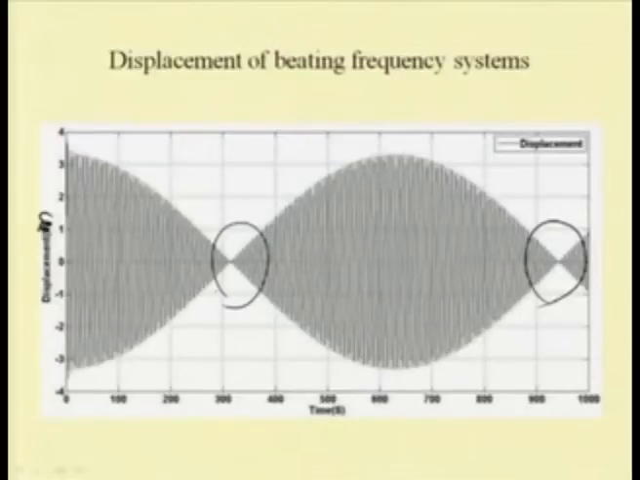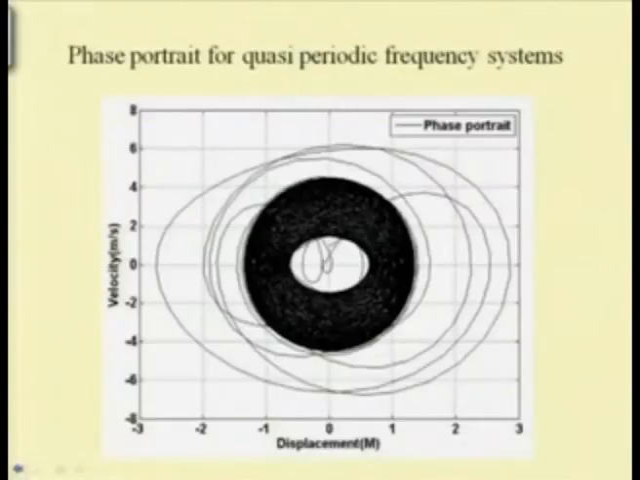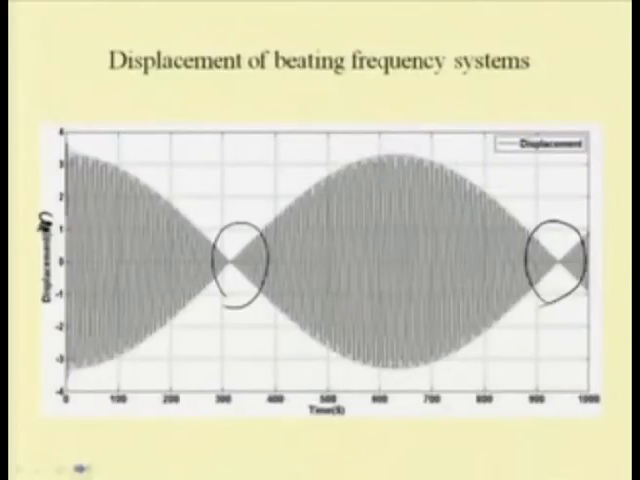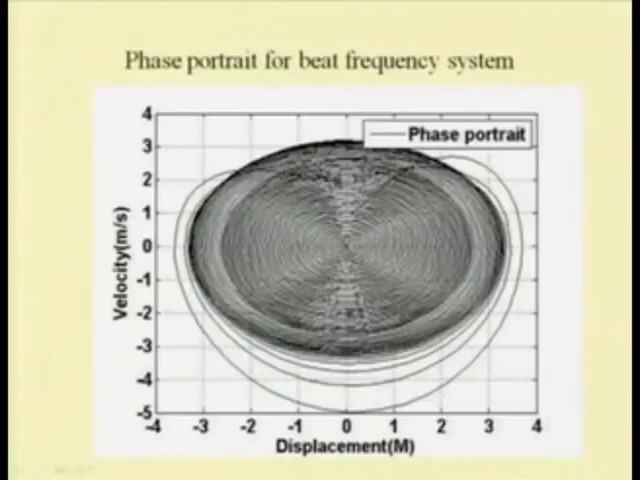and one can find the maximum amplitude and minimum amplitude in this case. So, by using this Runge-Kutta method, one can find the time response and phase portrait of the system.